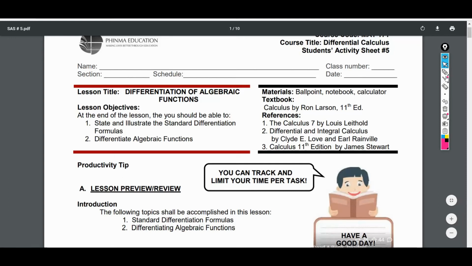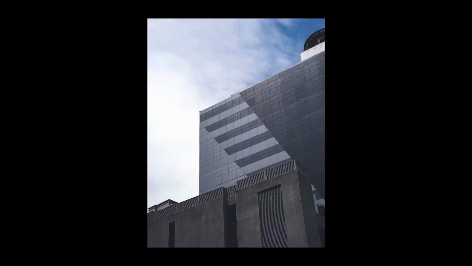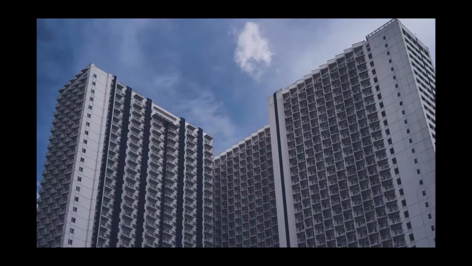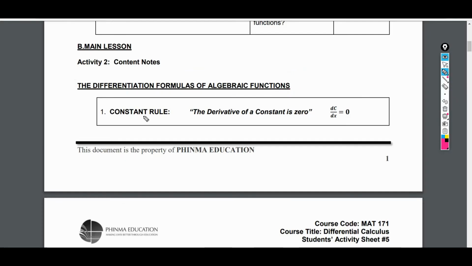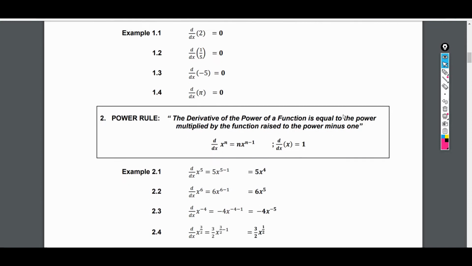It is the differentiation of algebraic functions. So first, we have the constant rule. Always remember, the derivative of a constant is 0. Okay? So we have here 2, 1/5. Whatever that number is, pi, -5, +5, even a fraction, the derivative of any constant is always equal to 0.